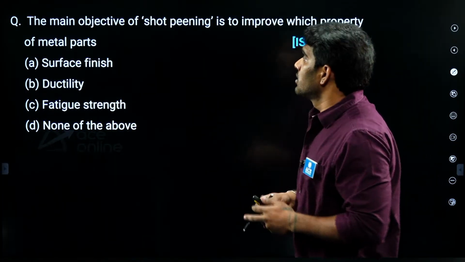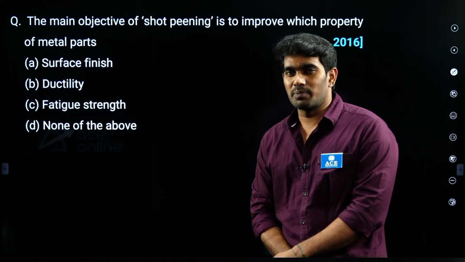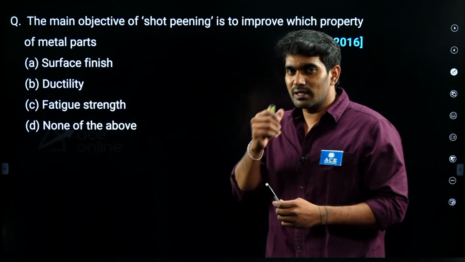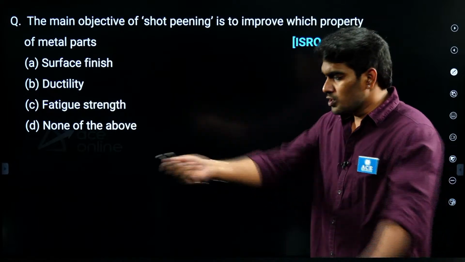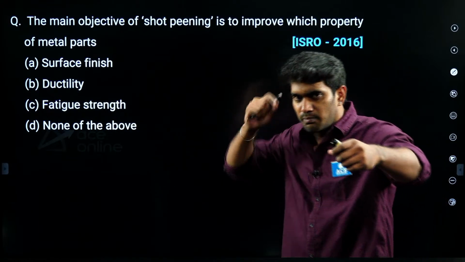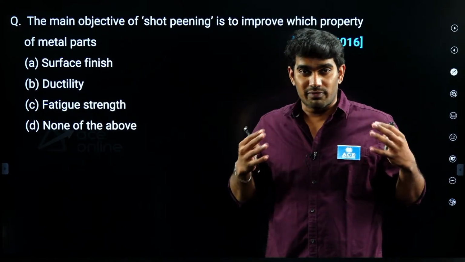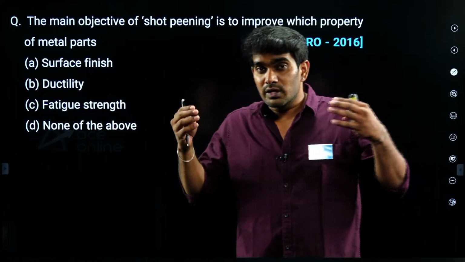Now, the main objective of shot peening. We have seen this in class. Why do we go with shot peening? Do you remember? What is the key objective? When we are hitting the surface with balls, we are trying to induce residual compression on the surface. By inducing residual compression, we are trying to close the cracks.